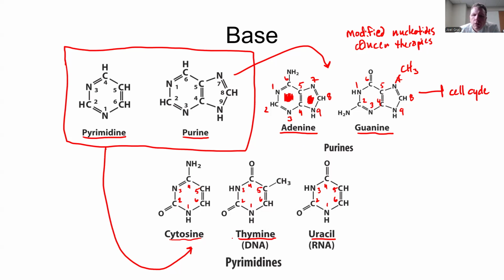Now, when it comes to your pyrimidines, one of them, thymine, is found in DNA molecules, deoxyribonucleic acids, whereas uracil is found uniquely in RNA molecules. So whenever it comes to DNA, we've got AGCT. An RNA molecule, by contrast, is going to have AGCU. So thymine and uracil basically substitute for one another.